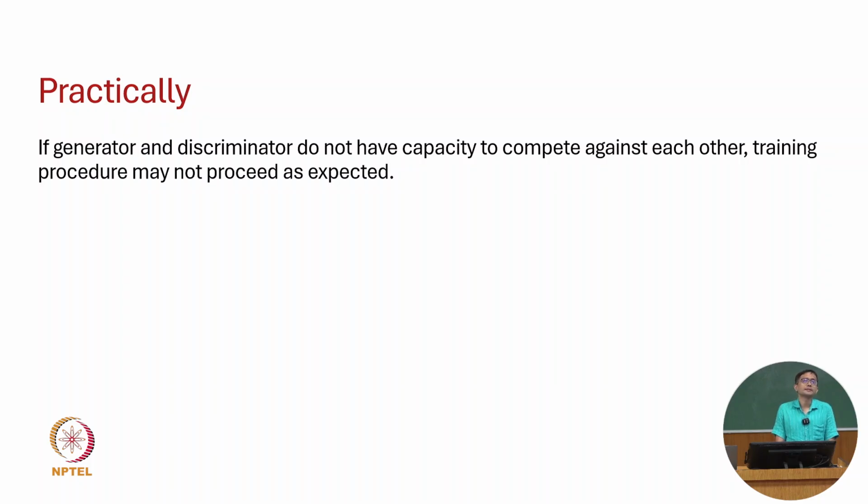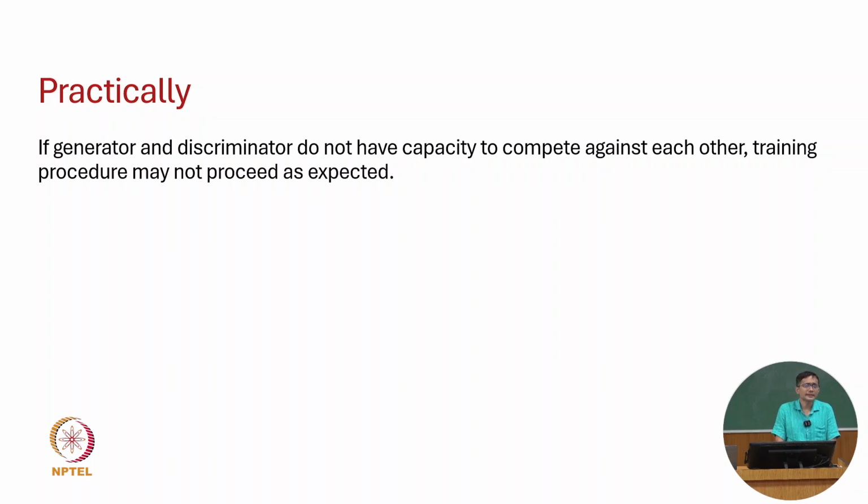What happens rather practically is that the generator and the discriminator do not have enough capacity to compete against each other, and in that case the training procedure doesn't proceed as expected.